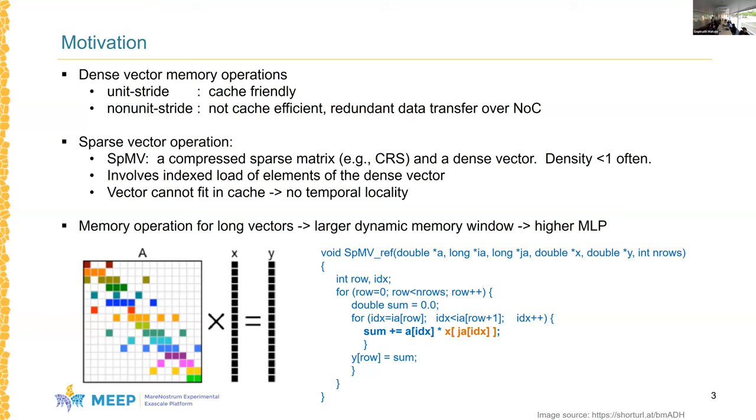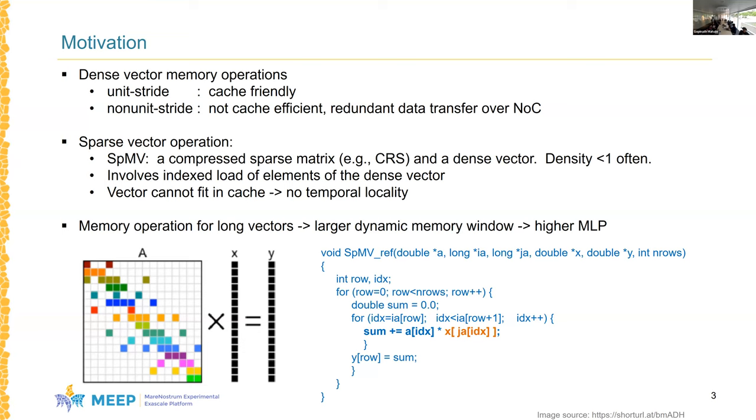The vector operations involve vector loads and stores from memory, and even when the vectors are dense, unit stride access of those vectors is cache friendly. That is, you bring a cache line from the memory and you have it in cache. Initially there is a cache miss, you bring the cache line to the cache, and then there is a spatial locality where, for a single cache line accessed, you can use multiple elements next to that. Or there is a temporal locality where you can use the same elements multiple times in time. So in unit stride, it is possible. In non-unit stride, you bring a cache line, but very few elements from that cache line might be used. So there is a lot of redundant data being transferred on the NoC, and it's not cache efficient.